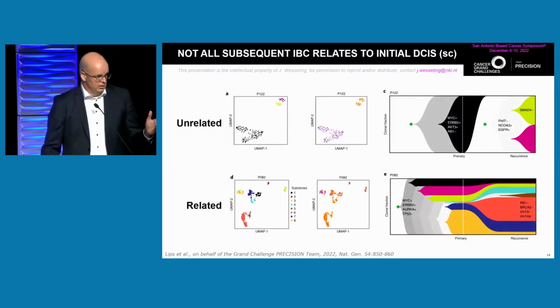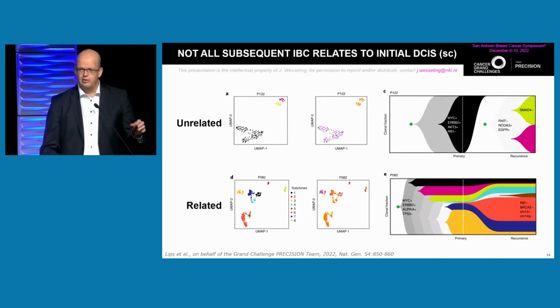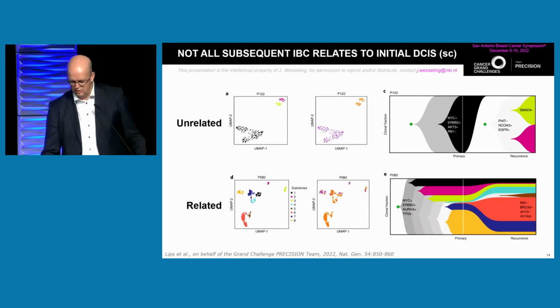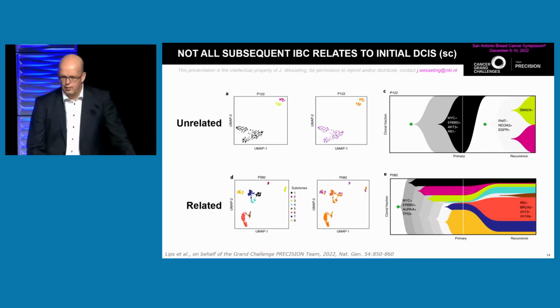Looking at the single cell sequencing that was done on old FFPE material in the lab of Nick Navin, you could see that the unrelated ones do not share any clone, as you can see in this Muller plot and these Hume plots, whereas the related ones really share mutations and clones.